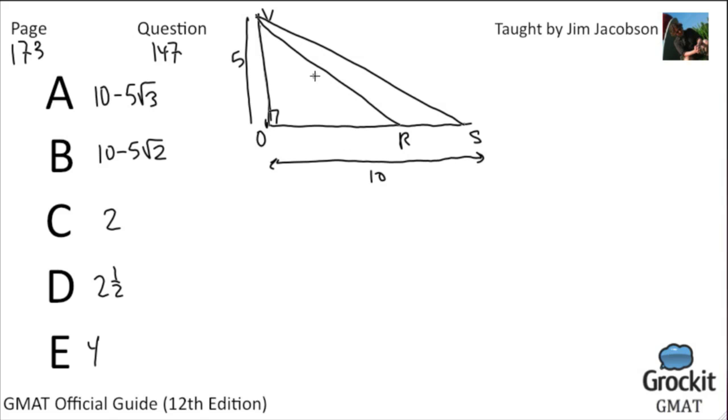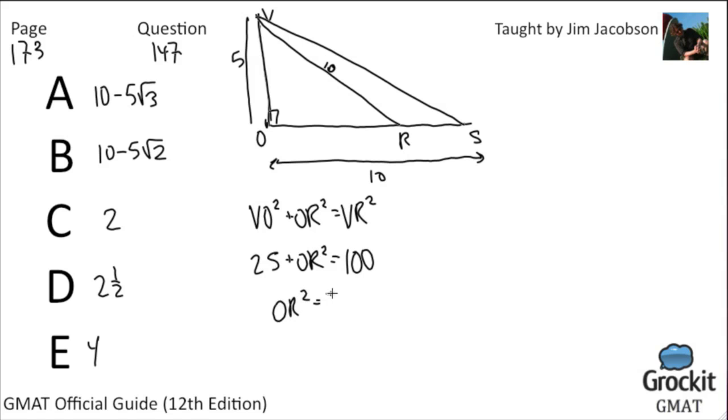Oh, sorry, VR equals 10 feet also. I knew I was forgetting something. VR equals 10 feet. So we can figure out what OR is using the Pythagorean theorem. VO squared plus OR squared is going to equal VR squared, and we know two of those three numbers. So 25 plus OR squared equals 100. OR squared equals 75.